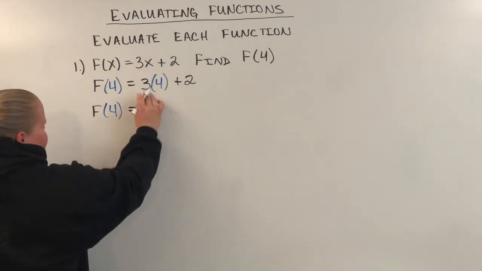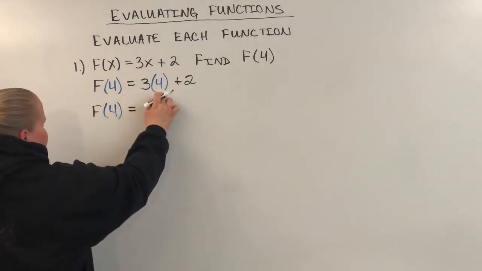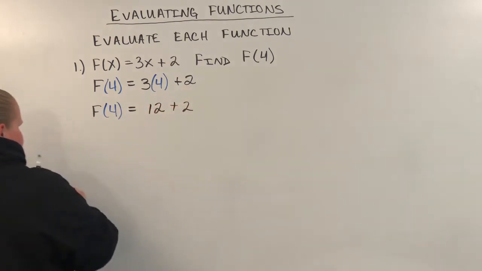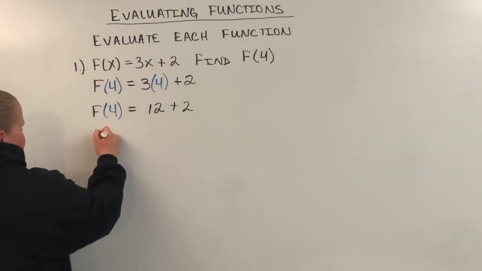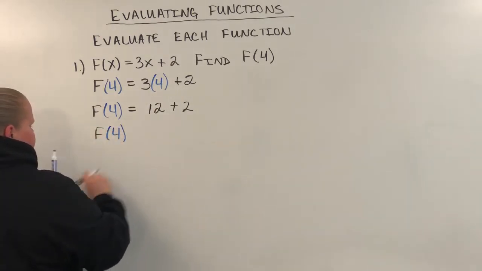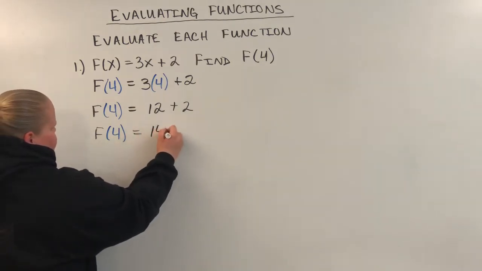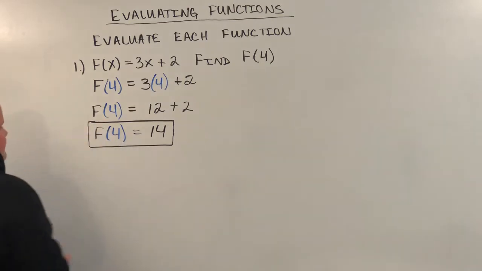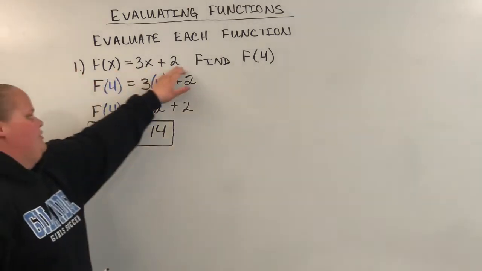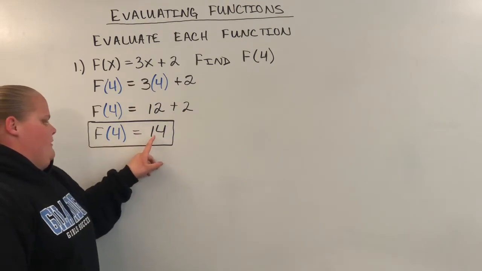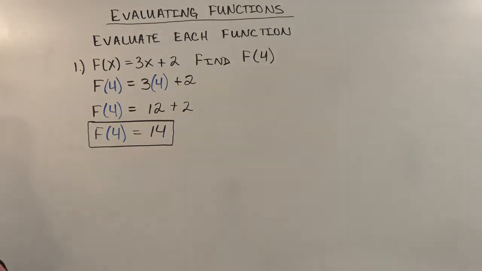We're just going to simplify this right side. So 3 times 4, that's 12, and we still have this plus 2. So f of 4 is going to be 12 plus 2, which is 14. So when we evaluated this function at x equals 4, we found that the entire function itself equals 14. Okay, let's try another example.